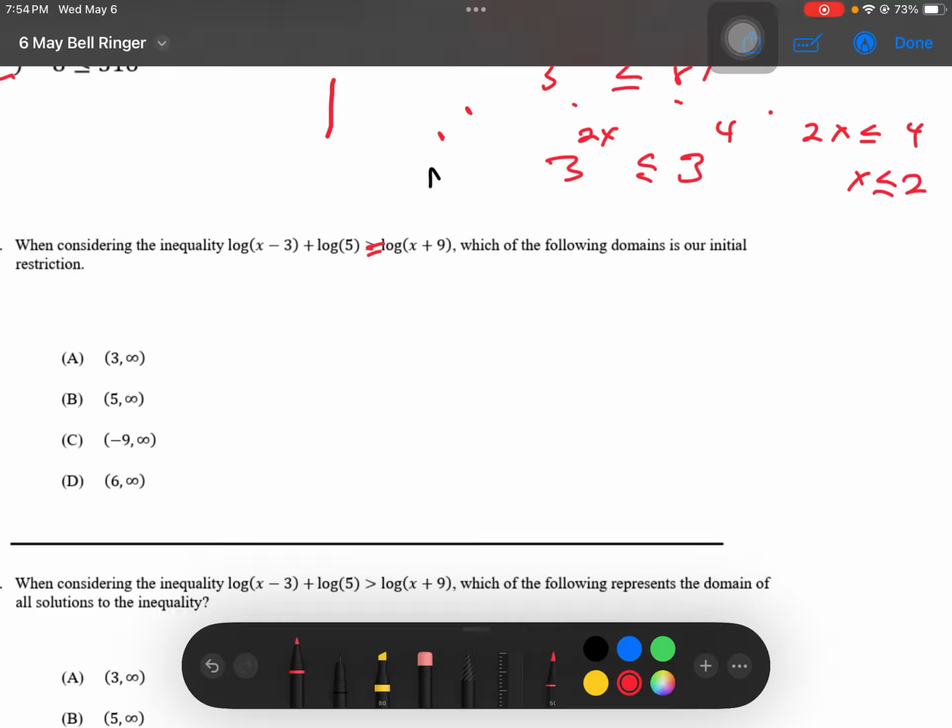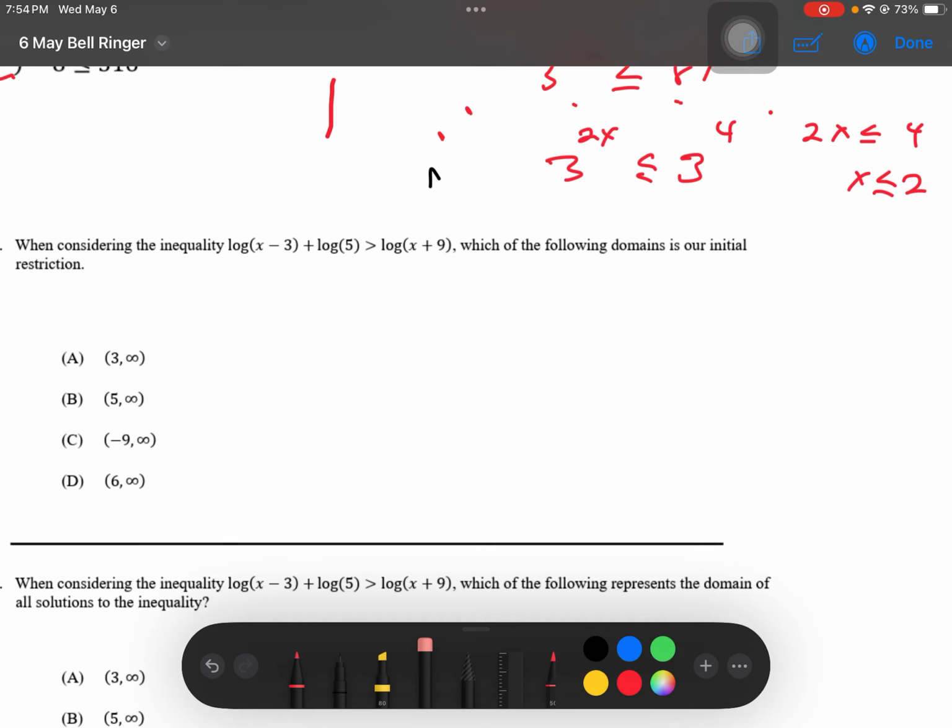Because now it has an inequality, what we're going to do is first find the initial restriction on the log equation. So when it's an inequality, the first step is to find the initial restriction on the log equation.